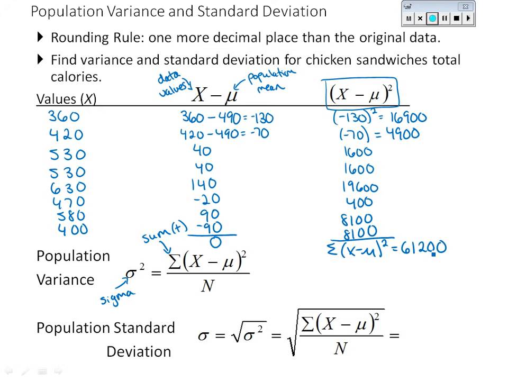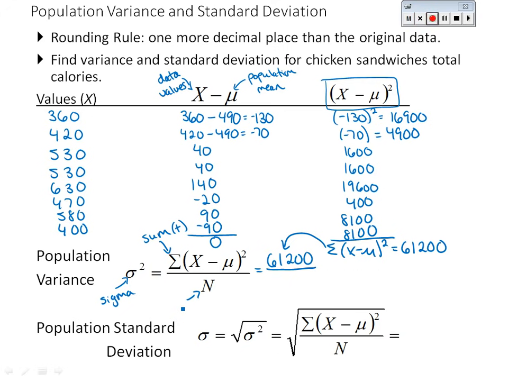There's no extra work. So something that might look a little scary or a little different to start with, all that numerator means is we take each value minus the mean, we square it, and we add them all together. So something that looks a little complicated, the computation is actually very easy for it. So that's my numerator.